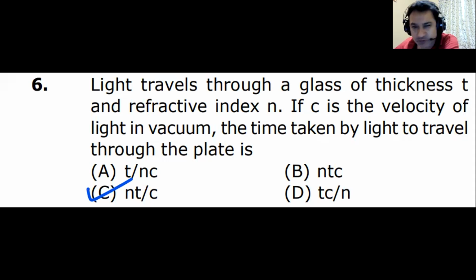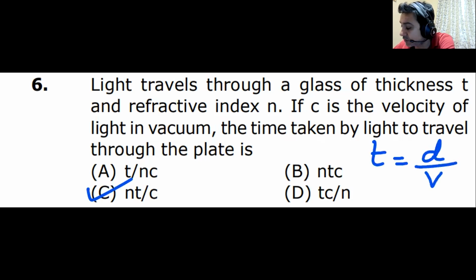Light is going to travel with a constant speed. Distance is d. You have to find out the time traveled. Time traveled will be distance divided by velocity. Yes or no? Yes, sir. Distance is given as t. Velocity of light in that medium will be c divided by mu. Yes or no? Yes, sir. This velocity will be c divided by mu.